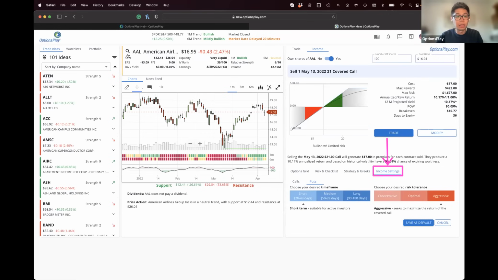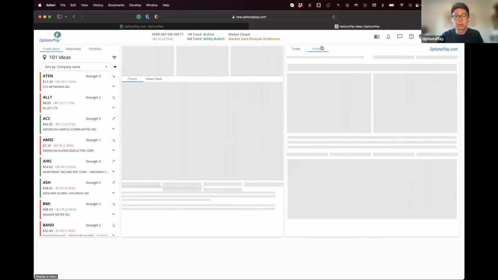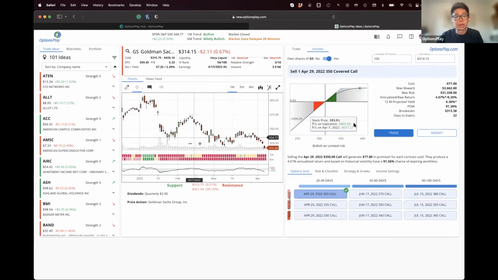So for any symbol that you type in, every time you pull up the income tab, OptionsPlay will seek the exact expiration date and strike price based on your income settings. So if, let's say, we're looking at Goldman Sachs currently trading at $314, this is going to select the April 29th $350 call option, because these are call options that are relatively far away.